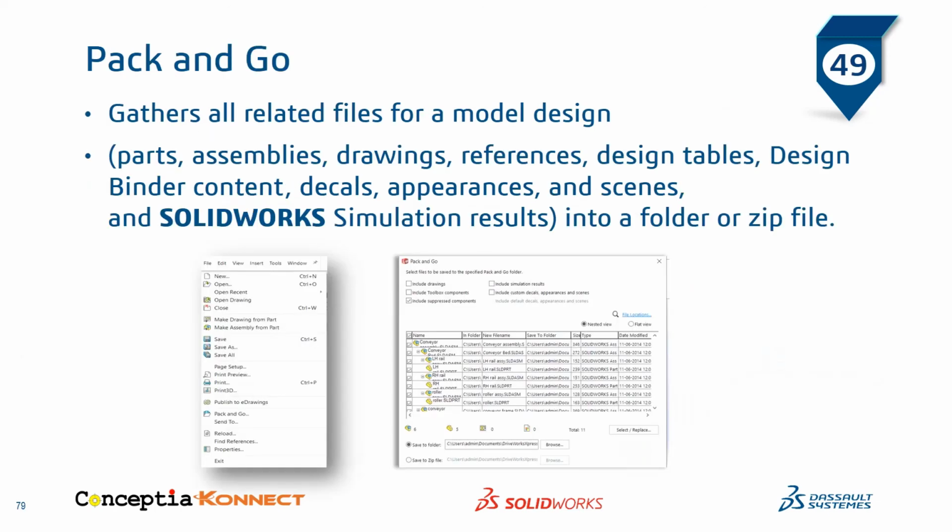Number 49, pack and go. It gathers all related files for a model design. Parts, assemblies, drawings, references, design tables, design binder, content, decals, appearance and scenes, and even your SOLIDWORKS simulation results into a folder or a zip file. It's a great tool to carry all your data at a single click. It is available under File, Pack and Go.